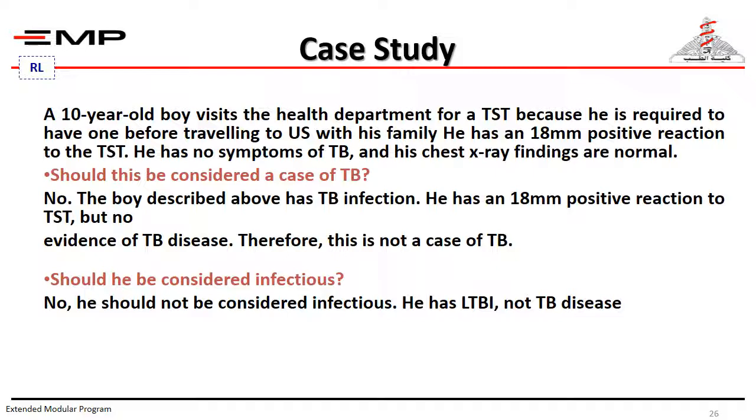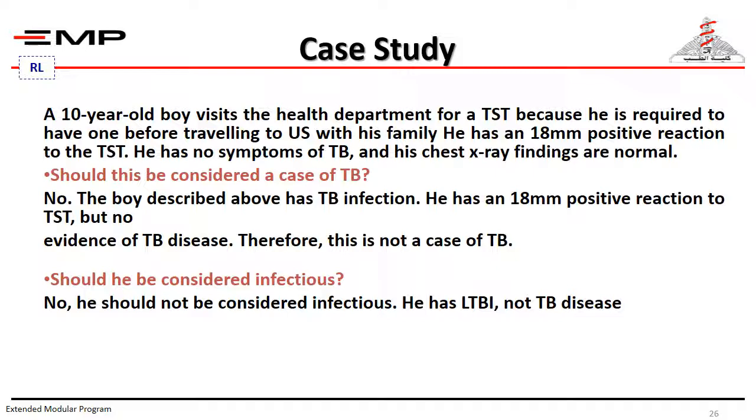Of course not. The boy described above has TB infection, latent TB infection. He has an 18 mm positive reaction to the tuberculin test, but no evidence of TB disease. Therefore, this is not a case of tuberculosis. Should he be considered infectious to others? No, he should not be considered infectious to others. He has latent TB infection, not TB disease. So, must he receive treatment? Remember, yes, he must receive treatment for a short course.